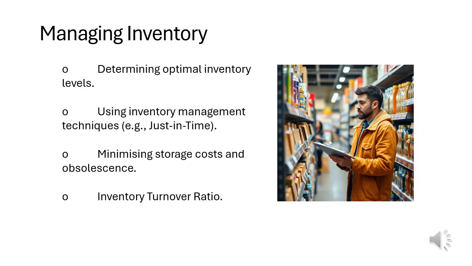Managing inventory effectively involves balancing the need to have enough inventory on hand to meet customer demand with the need to minimize storage costs and obsolescence. This requires determining optimal inventory levels, taking into account factors such as lead times, demand variability, and storage costs. It also involves using inventory management techniques such as just-in-time (JIT) inventory management, which aims to minimize inventory levels by receiving materials only when they are needed for production. Organizations can also review the effectiveness by using the inventory turnover ratio.